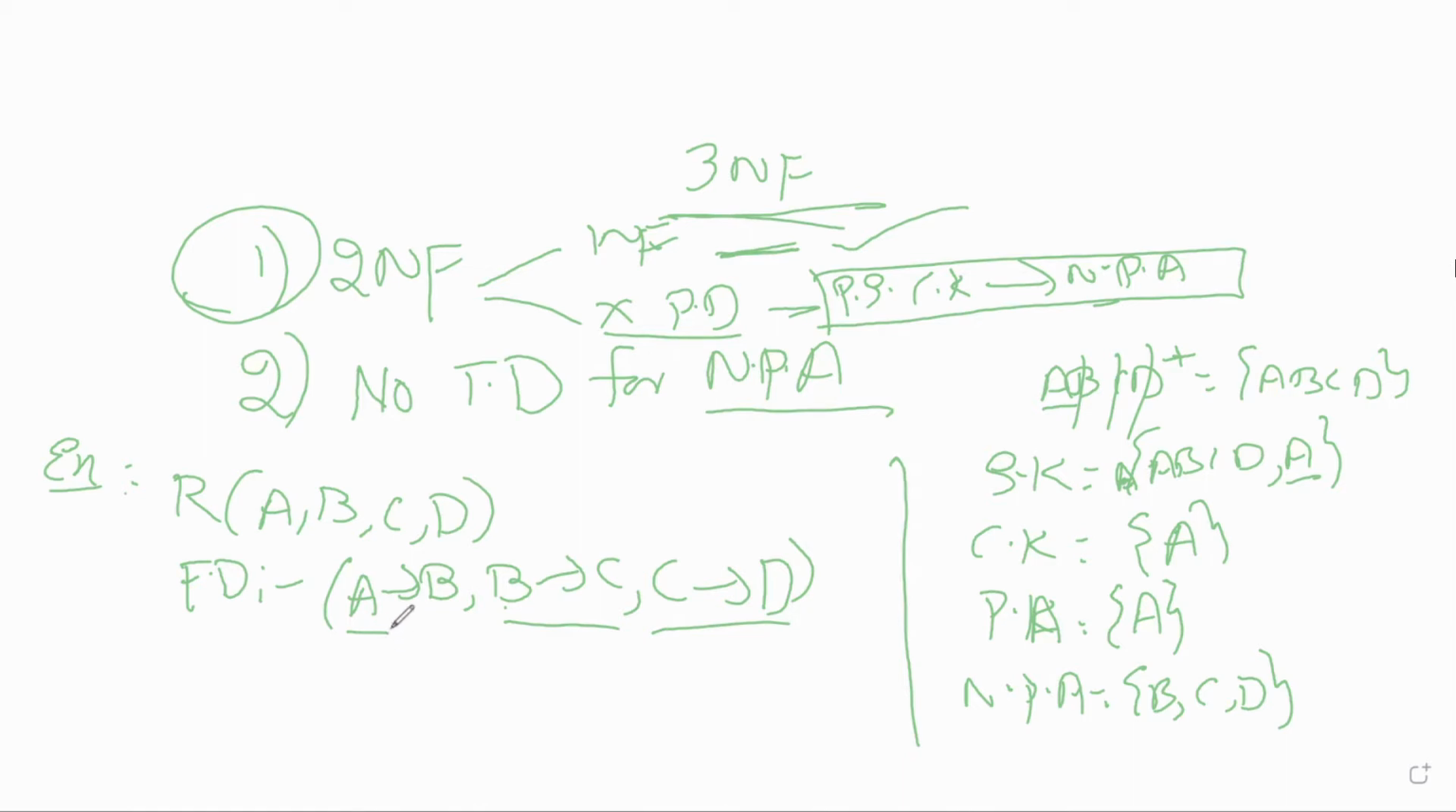Okay, so take the first FD and check the property. A determines B, which is not a partial one. B determines C, it's not a partial subset. And C determines D, it's not a partial subset. So it is in 2NF. Very good.